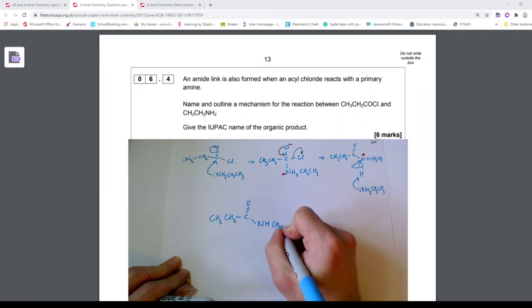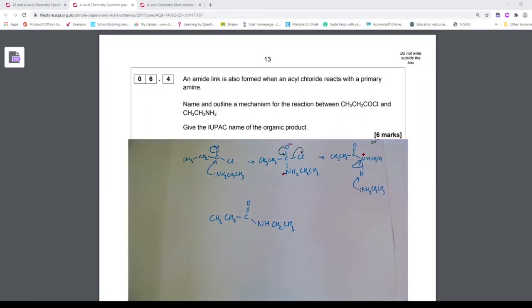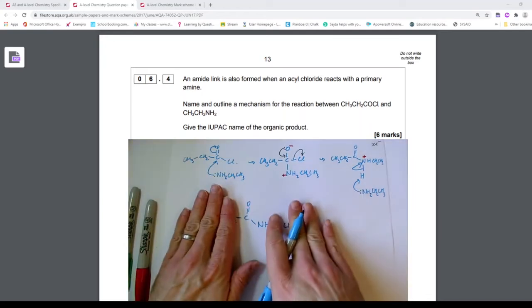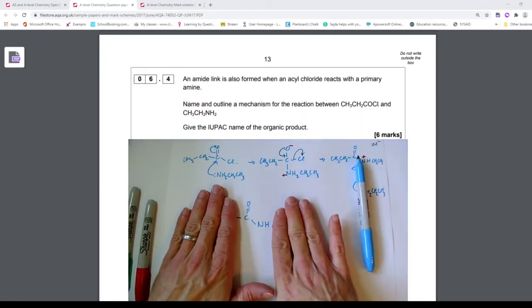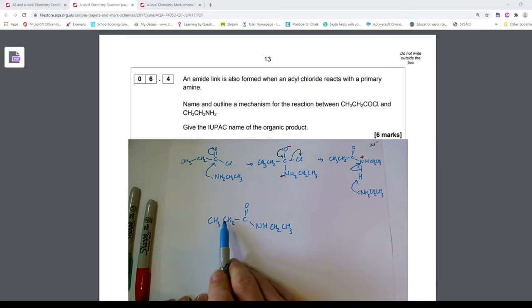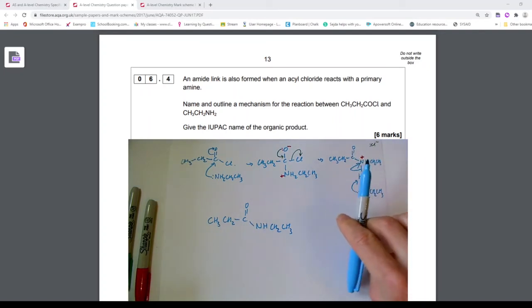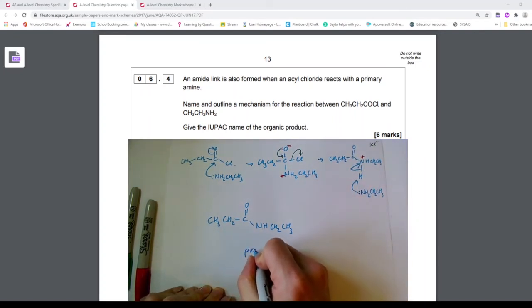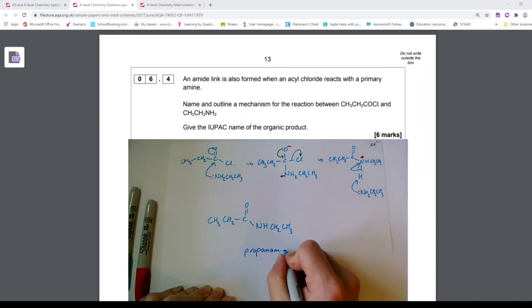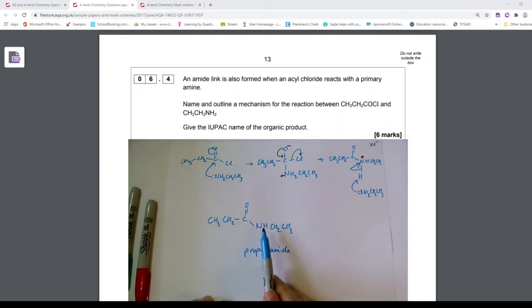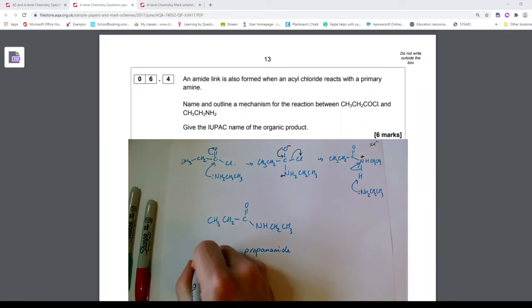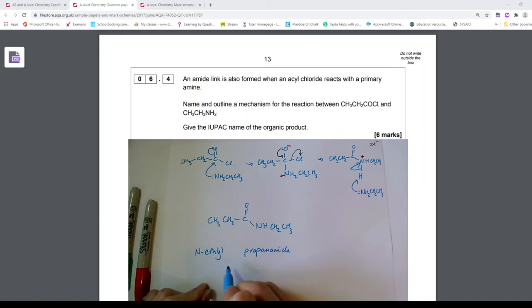NH, CH2, CH3. Okay, so let's break our naming down in chunks. So it's an amide. Okay, so this bit here is an amide. It's got 1, 2, 3 carbons in it. So it's going to be propanamide. And what's attached to it? Well, I've got an ethyl group on my amide. So N-ethyl, I can't spell any longer, ethyl propanamide. Okay, I should have drawn that a little bit closer to it, but I think you get the idea. N-ethyl propanamide.